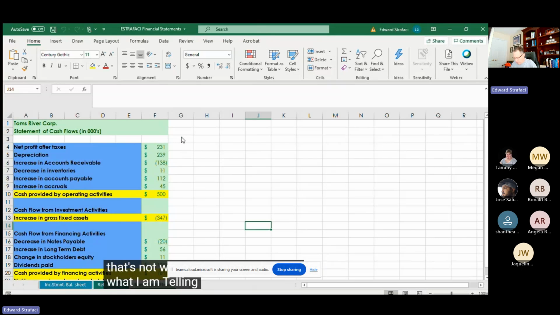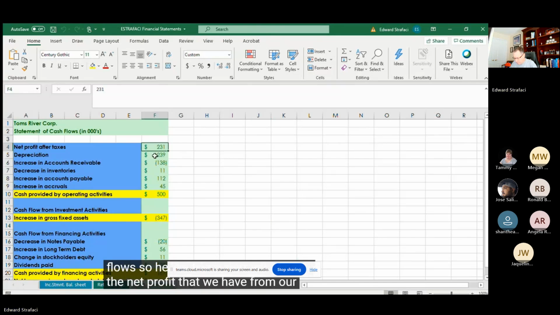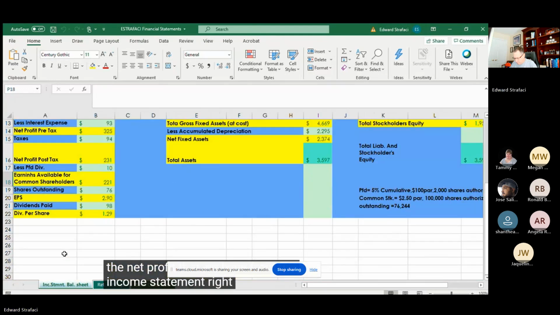But what I am telling you is when you get that money back, it's the money that you shielded. So if you get money back because you had mortgage deductions, well, that's great, but that's cash flow that comes back to you because effectively you had it taken out of your check prematurely. But that's fine. Just understand what that number is. And that's really like the statement of cash flows. So here we know that 231,000 is the net profit that we had from our income statement. Right? Here it is.